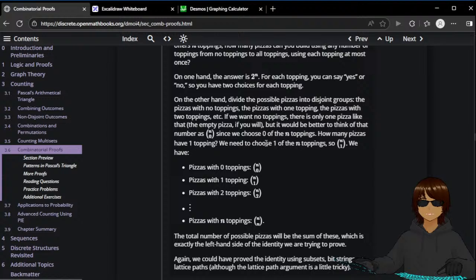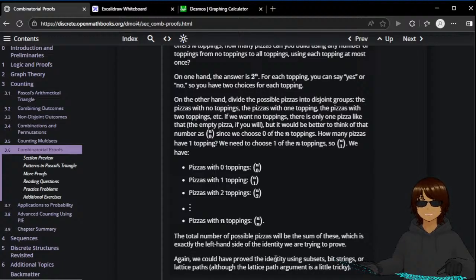How many pizzas have one topping? We need one of n toppings, so n choose 1. We have n choose 0, n choose 1, n choose 2, up to n choose n. The total number of possible pizzas will be the sum of these, which is exactly the left-hand side of the identity we are trying to prove.